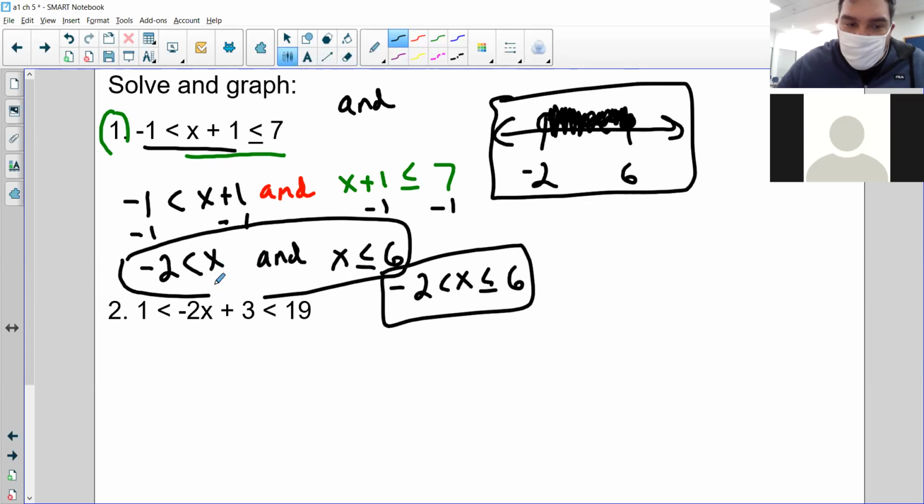But why would it go that way? -2 is less than x. So Rachel, would that make sure that x is bigger than -2? Would you agree with that? These are the same thing? I get it. I get it.